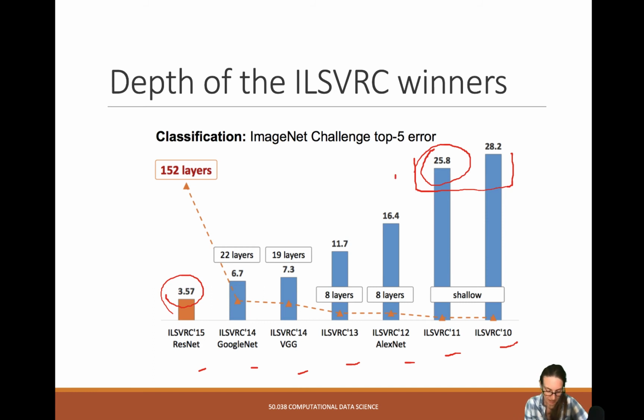All of a sudden, AlexNet comes along with 8 layers and achieves almost half of the error rate, which was a very noticeable thing. Then we have VGG, again cutting the error rate in half, GoogLeNet, ResNet, etc. So we're going from shallow to 8 layers, 19, 22, 50 layers with ResNet.